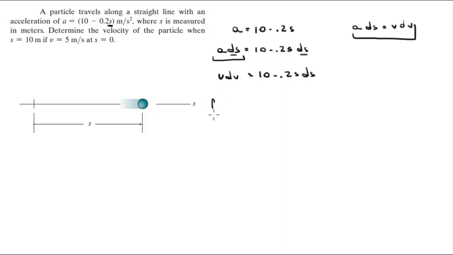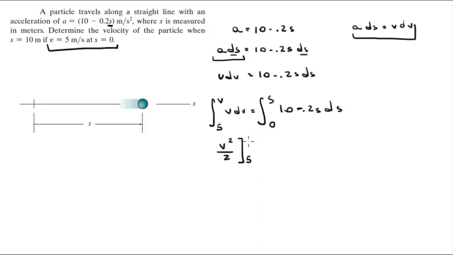Now what we're going to do is integrate. And you know that the integral of the velocity from 5 to v, v dv, is equal to the integral from 0 to s with this information given right here, (10 - 0.2s) ds. So we solve the integral, we get v squared over 2 from 5 to v is equal to 10s - 0.1s squared from 0 to s. When you keep solving this, you get v squared over 2 minus 12.5 is equal to 10s - 0.1s squared.